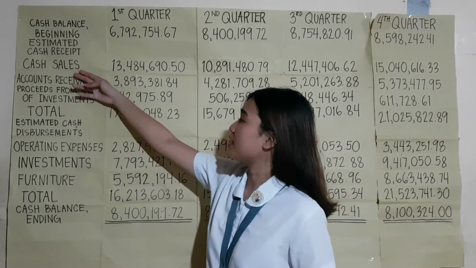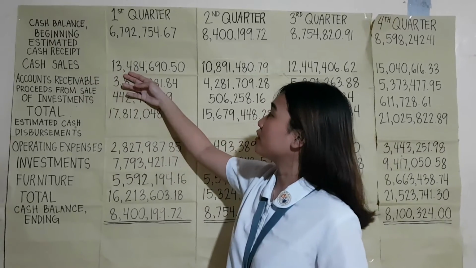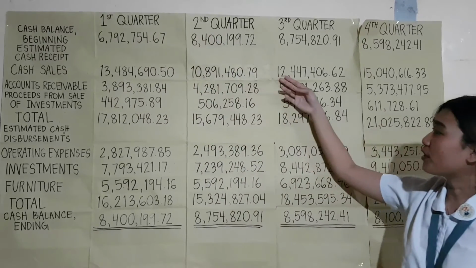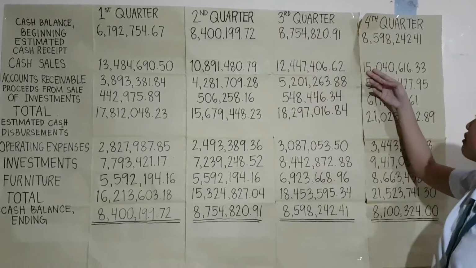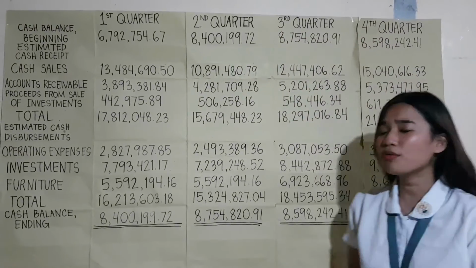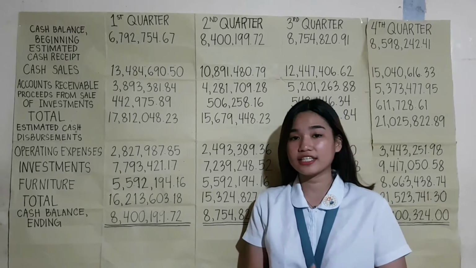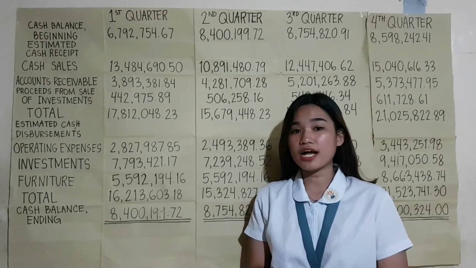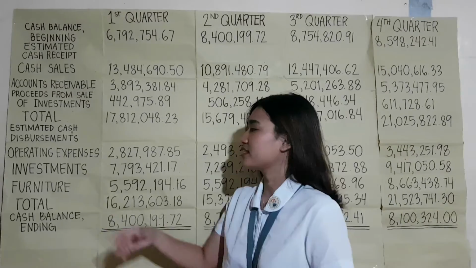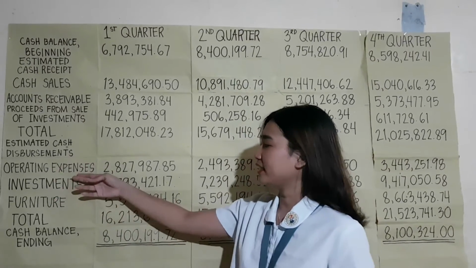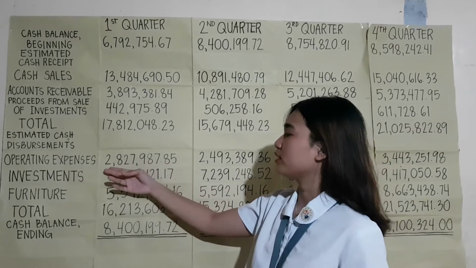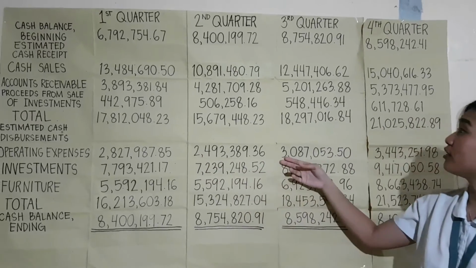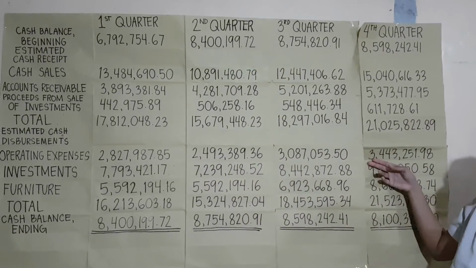The estimated cash sales amount to 13.4 million for the first quarter, 10.8 million for the second quarter, 12.4 million for the third quarter, and 15 million for the fourth quarter. Always remember that cash sales in all the categories are estimated amounts depending on how the entity operates. Estimated cash disbursements, operating expenses for the first quarter amount to 2.8 million, 2.4 million for the second quarter, 3 million for the third quarter, and 3.4 million for the fourth quarter.